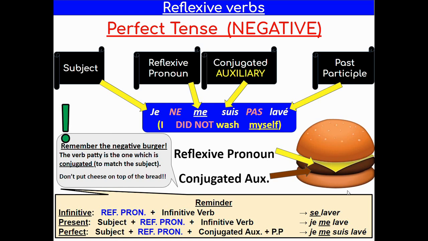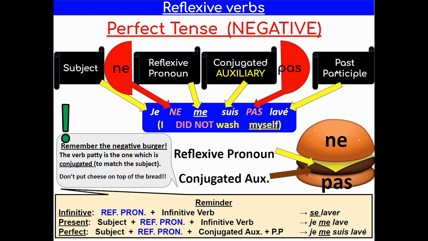And then on both sides, we have the two parts to create the negative. We have ne and pas. So let's have a look at the word order, which is in a very logical order from the top of my burger to the bottom. We don't want to mix around the toppings. So we have the subject, we have ne, we have my cheese, the reflexive pronoun, me, we have my conjugated auxiliary, suis, then we have the next bun, pas, and then we have the past participle, which is not part of my burger actually. So let's say it's the plate under the burger: the past participle. Je ne me suis pas lavé.